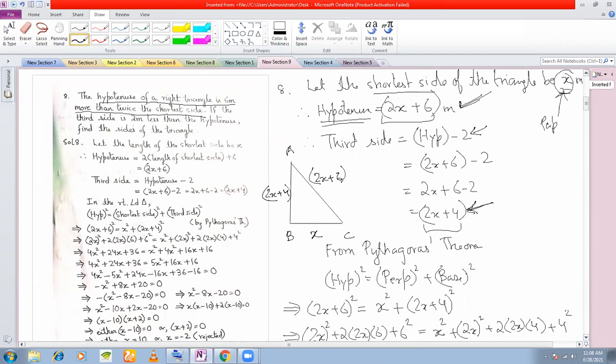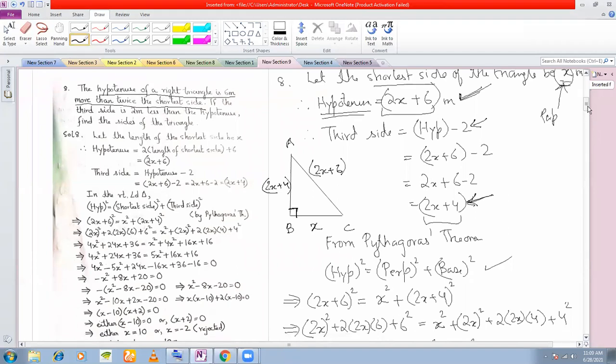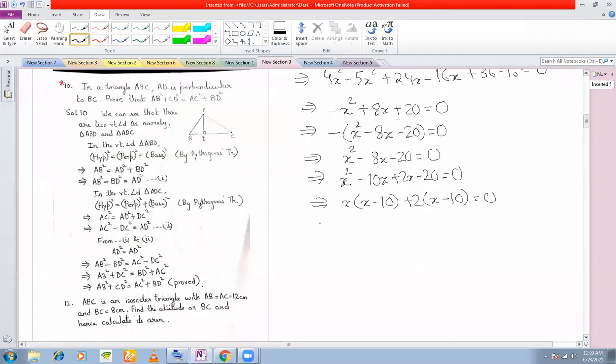Now is it clear from Pythagoras theorem? This is your right angle triangle here. Now is this clear or not? Yes. So, sir, now I can continue with solving this equation here.